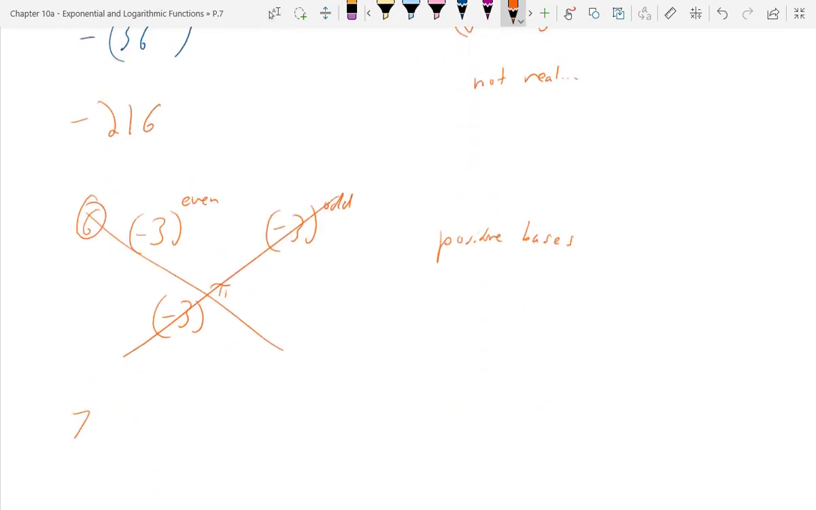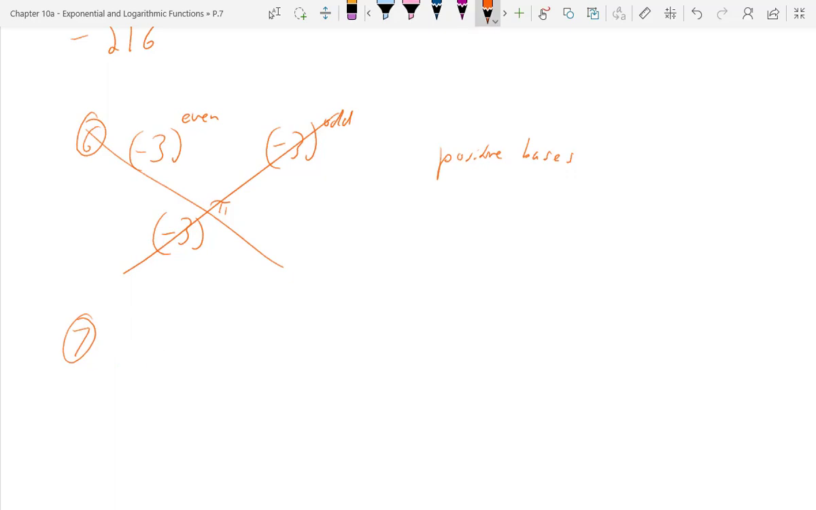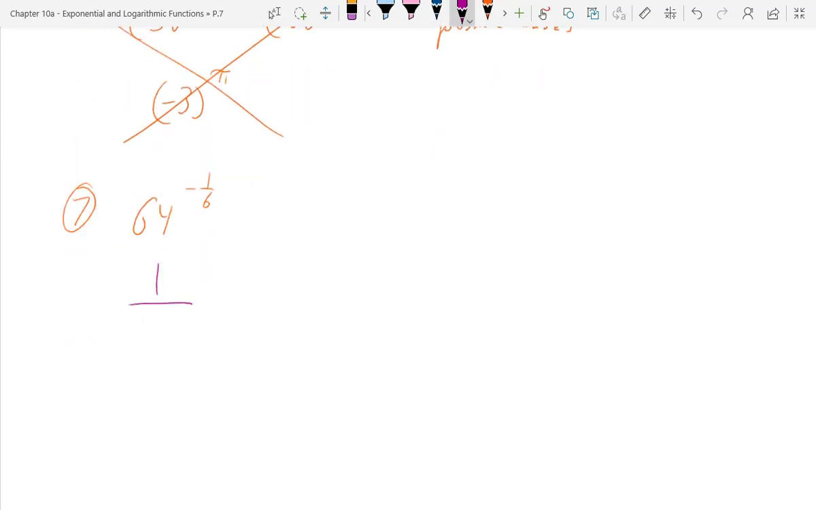Okay, next problem. I'm calling this 7 because I've already used 6. Let's do 64 to the negative 1/6. Okay, final complication really. We're going to take 64, a positive number, and raise it to a negative exponent. This is going to be 1 over 64 to the 1/6, which is 1/2. What is 64 to the negative 5/6? 1 over 64 to the 5/6, and yes, that's 1 over 32.